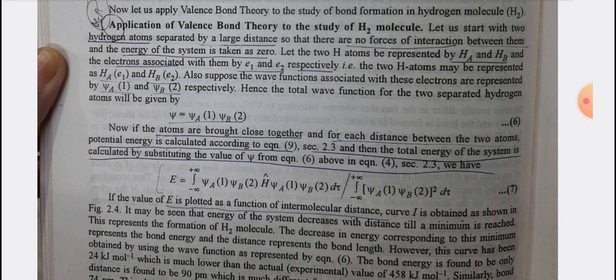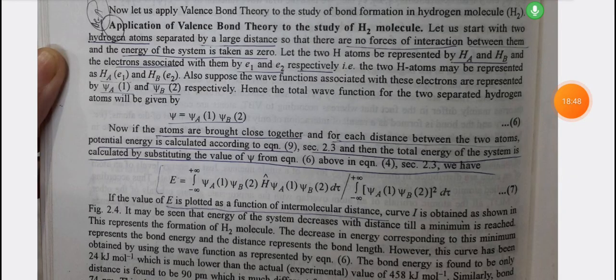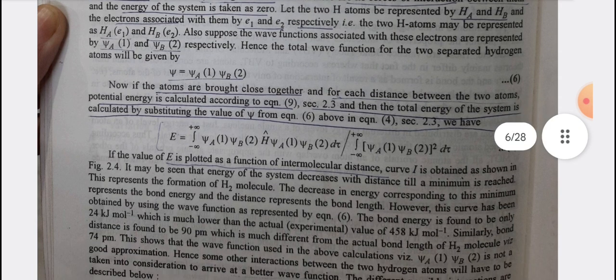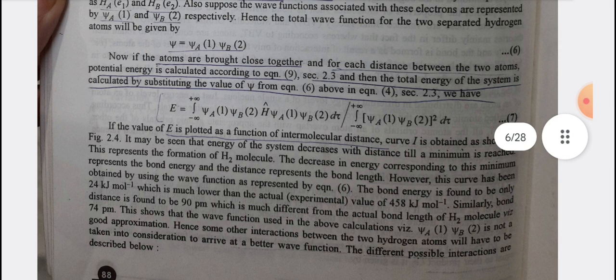Above in equation 4, section 2.3, we have E is equal to the integral from minus infinity to plus infinity of psi a1 psi b2 H psi a1 psi b2 d tau, divided by the integral from minus infinity to plus infinity of psi a1 psi b2 whole square d tau. Equation 7. If the value of E is plotted as a function of intermolecular distance, the curve I is obtained as shown in figure 2.4.